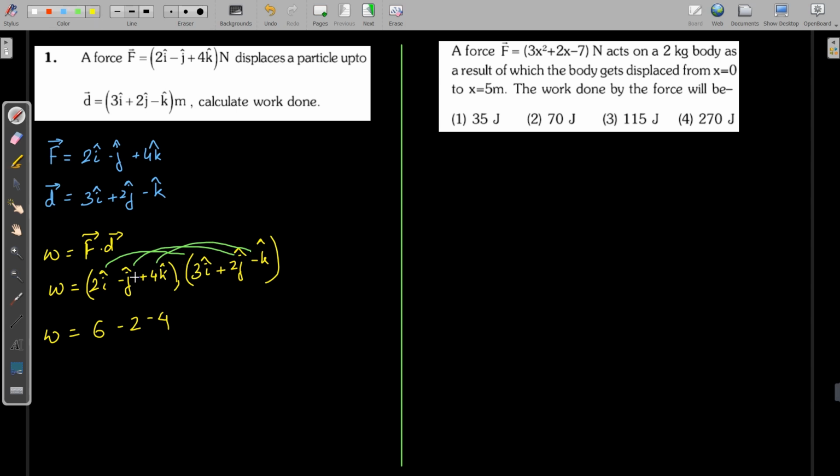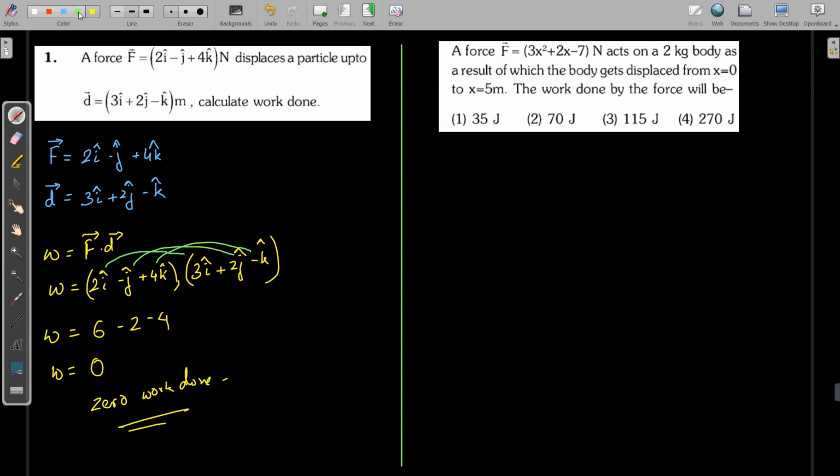I hope this type of numericals we have already done before. That is, W is equal to 6 minus 2 minus 4. So W is coming to how much? We are getting 0. So here we get 0 work done. Okay. So if this is the situation, for this type of numericals you are going to do it in this way.